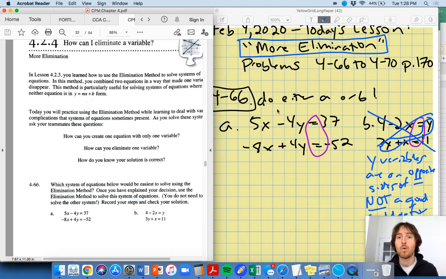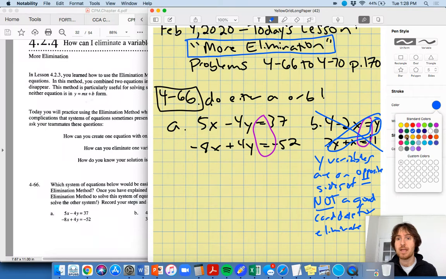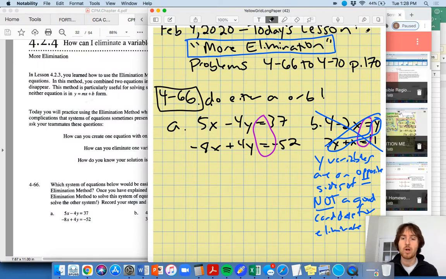So that being said, what we're going to do in the first one, because remember, you don't have to do one of these using the elimination method, is we're going to do A together. And yeah, if you're watching this as a lesson, you want more elimination practice, perhaps you just want to do problems with me. That's fine too.